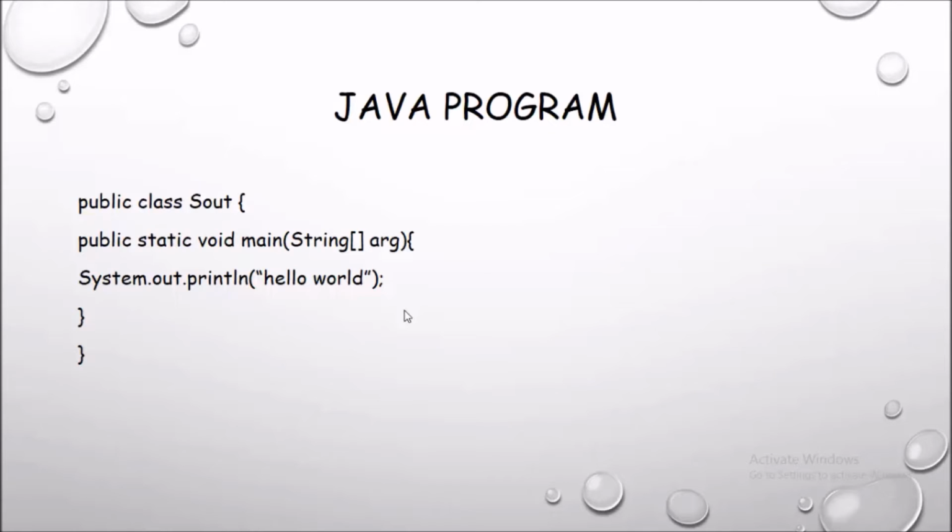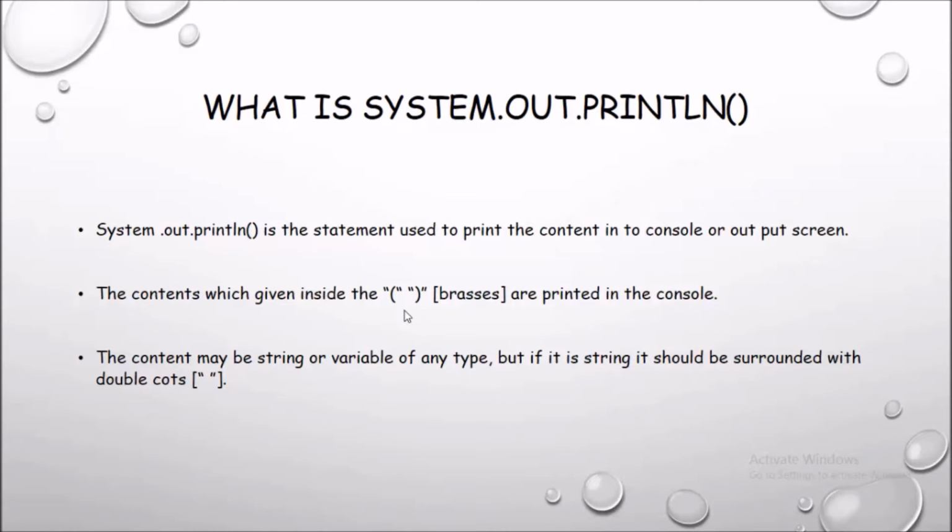It consists of the System.out.println statement. So what is System.out.println? It's a statement which is used to print content to our console or screen. We can print both a string and variable types of content. The content should be passed as an argument within the braces. If the content is a string, it should be surrounded with double quotes within the braces.